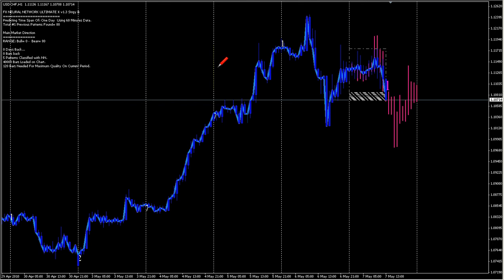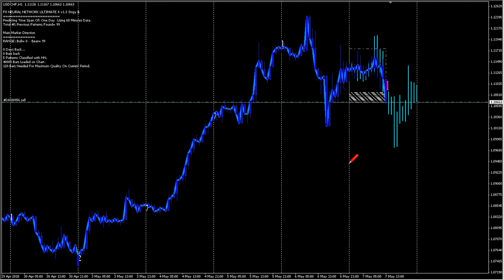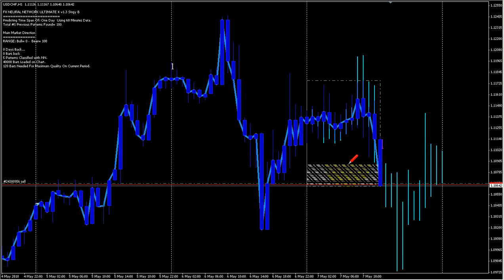Here we go with a short trade on the USD Swiss. I have it here on a real account, but I didn't have enough time to enter on a demo account. I guess I can enter it now, and there you go. Okay. Well, we are a little bit late on this trade, but let me show you.